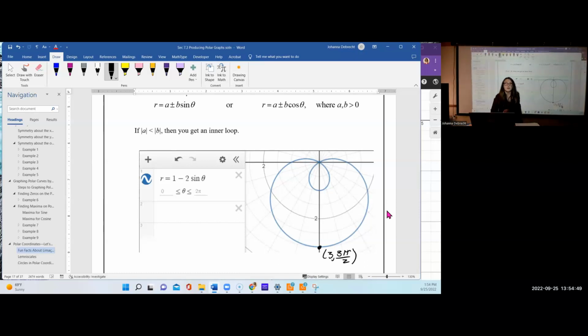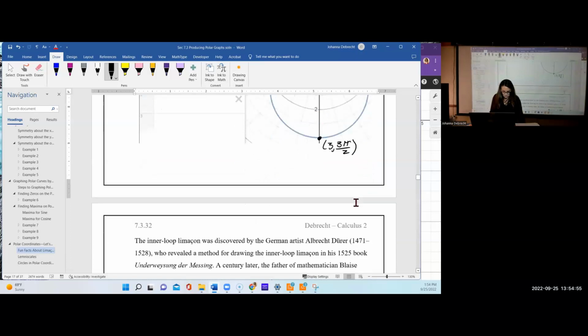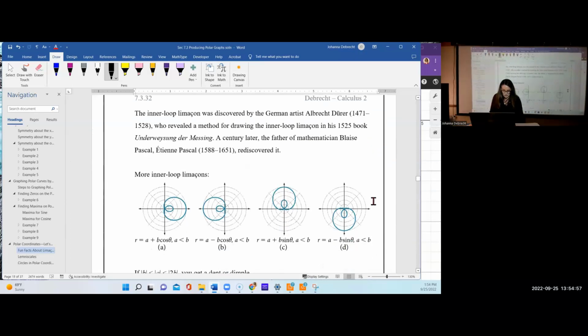Right? That's the coordinates of that point in the polar coordinate system. Let's take a look now at another limacon. The inner loop limacon was discovered, at least most recently, by the German artist Albrecht Dürer, and he'd drawn lots and lots of things, and he found a method for drawing these inner loop limacons. He wrote a book about it. And then Blaise Pascal discovered it again.